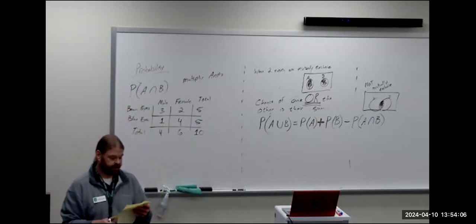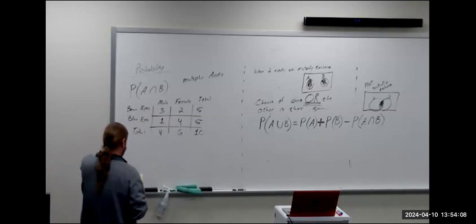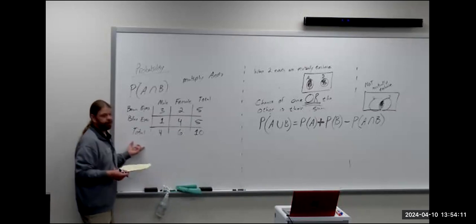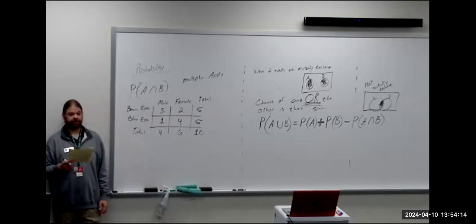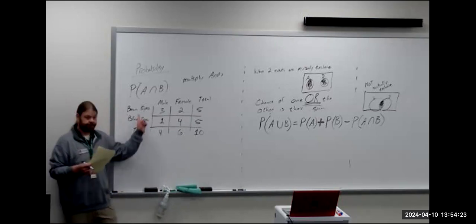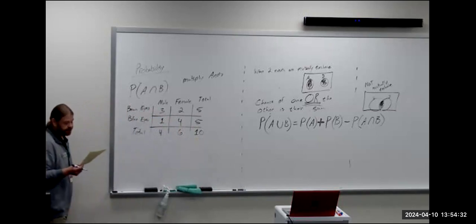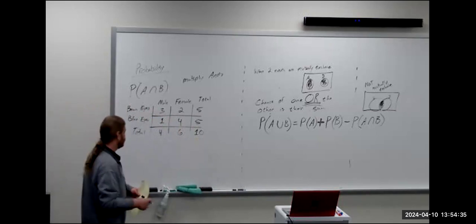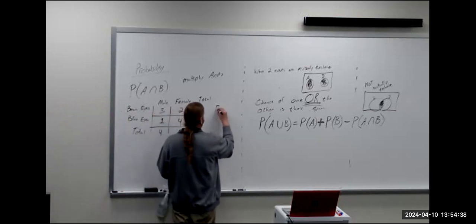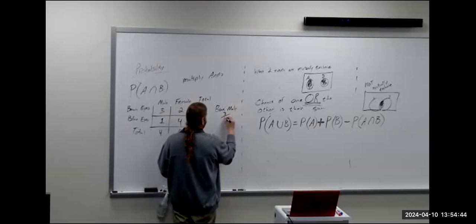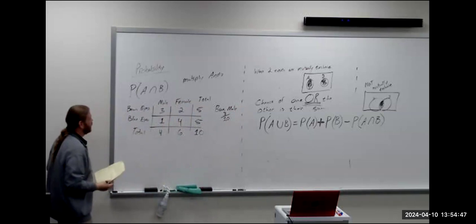So if we choose a random person, what are the odds that the random person from this group is a brown-eyed man? Everybody see how you got that? It happens 3 times out of these 10 total people. So brown-eyed male is that simple probability, 3 out of 10.